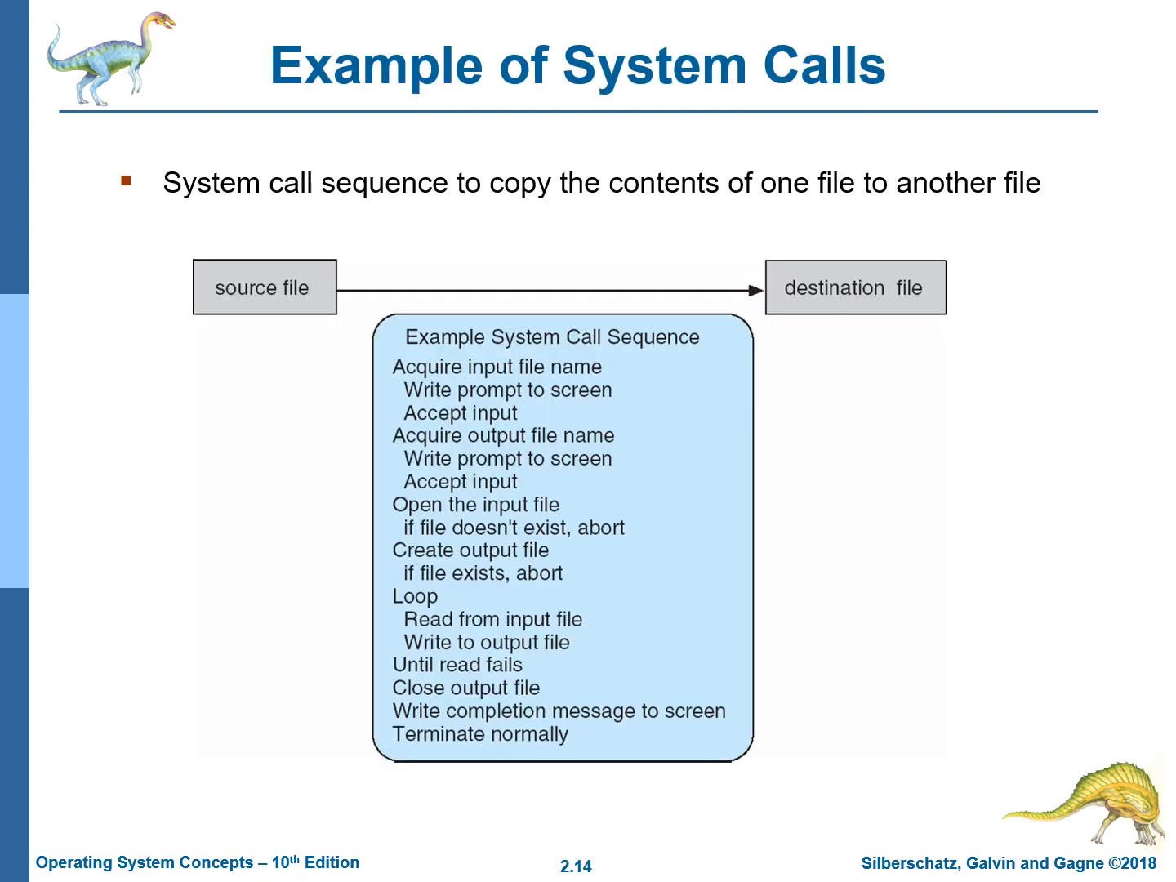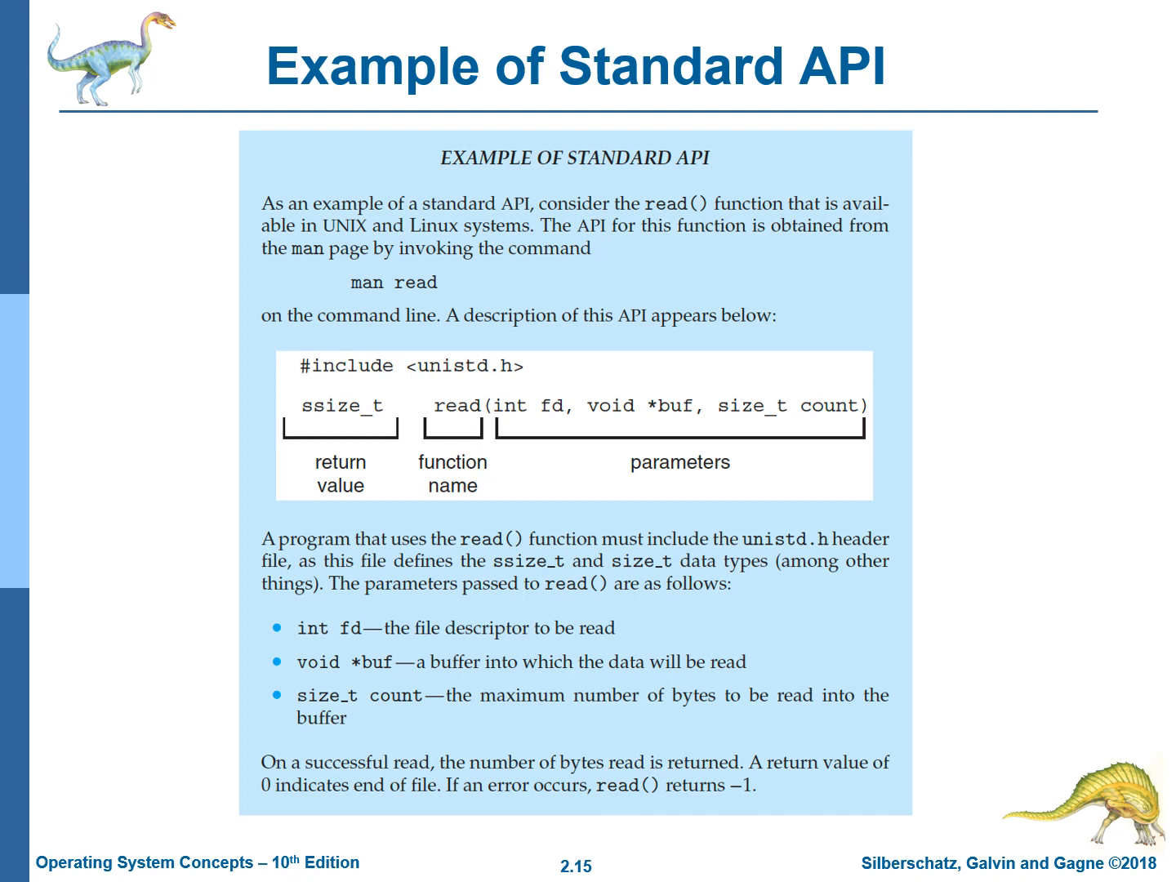Example of system calls. System call sequence to copy the contents of one file to another file, from source file to destination file. This is an example of standard API, and I believe that you can read it on your own.